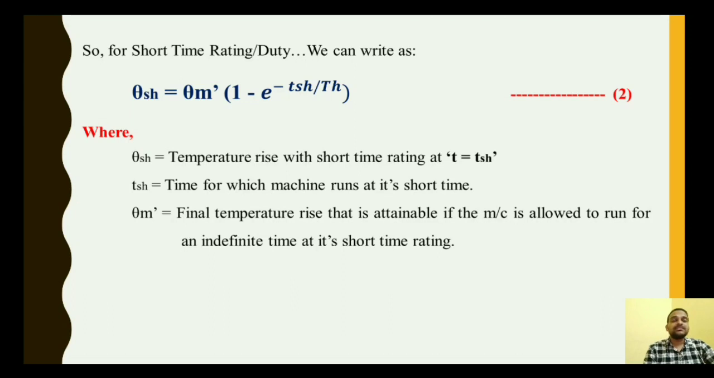Again, tsh is the short time rating of the machine, and th is the heating time constant, that is th equals gh upon s lambda, where theta sh equals the temperature rise with short time rating at t equals ts, as I told you. And again, the notations are mentioned in this slide, as you can see.